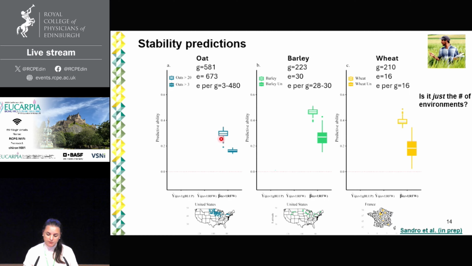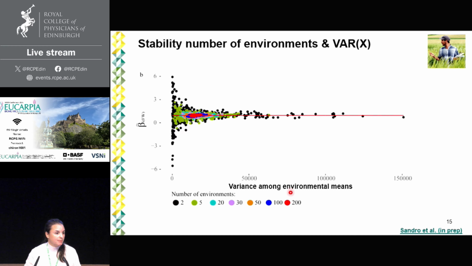But then we asked, is it just the number of environments, or do we care about which environments we're using? We all know the standard error of those estimates depends on the variance of X. So we were looking at the variance among environmental means. Can we find 2 environments that are very distinct so that we can have a very good estimate? Here the black dots are 2 environments randomly sampled, and then you go 5, 20, 30, 50, 100, and 200 for those genotypes.